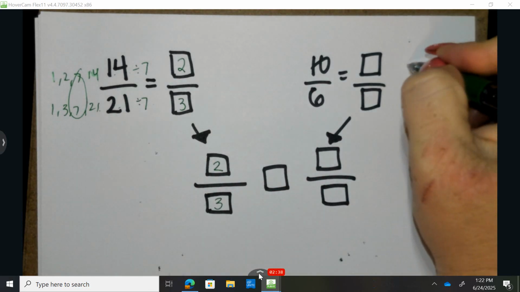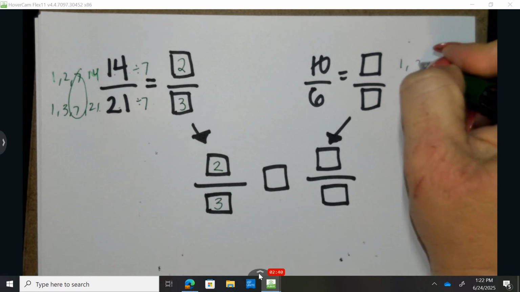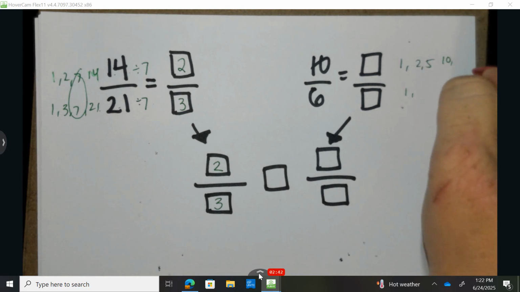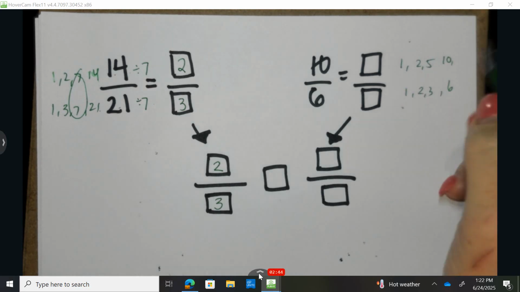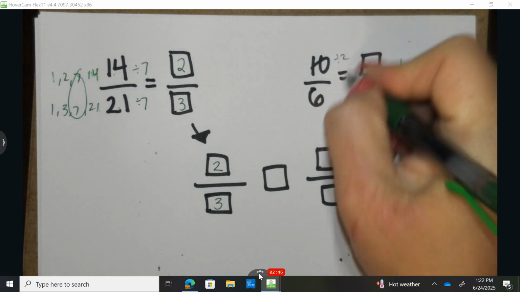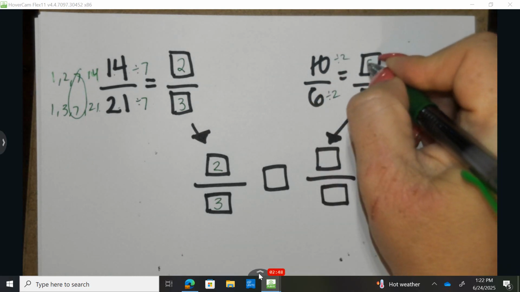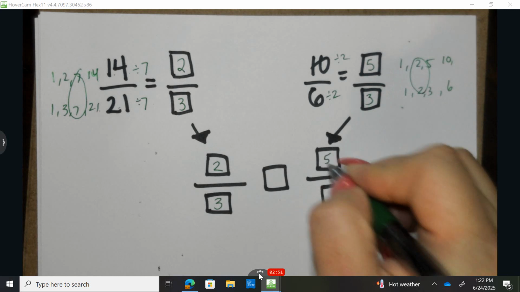The same thing with 10 and 6. 1 times 10 and 2 times 5. For 6, 1 times 6 and 2 times 3. And the largest common factor would be 2. Dividing both the numerator and the denominator by 2 would be 5 over 3.